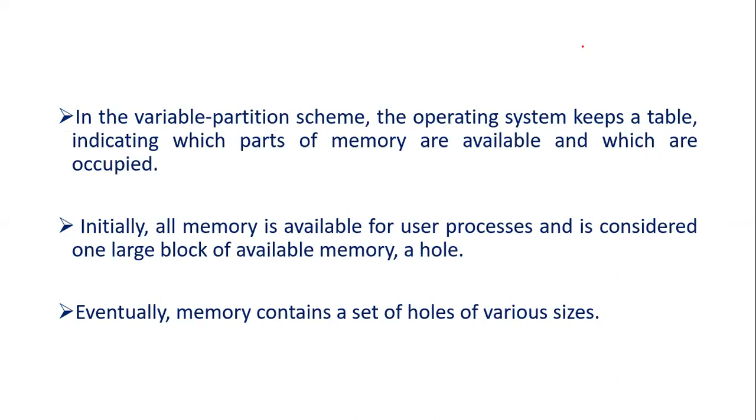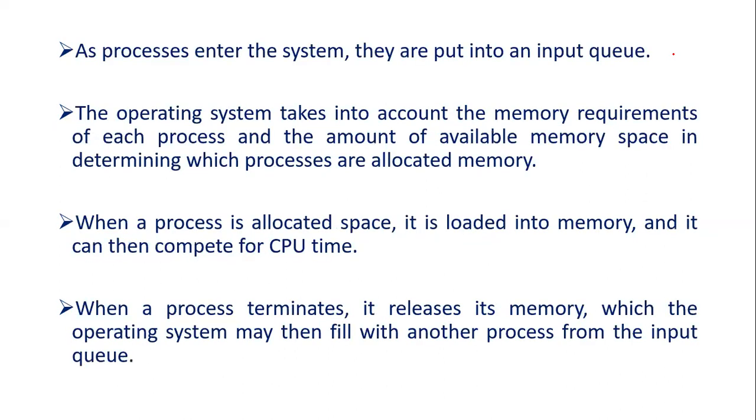In the variable partition scheme, the operating system keeps a table indicating which parts of memory are available and which are occupied. Initially, all memory is available for user processes and is considered one large block of available memory, a hole. Eventually, memory contains a set of holes of various sizes.